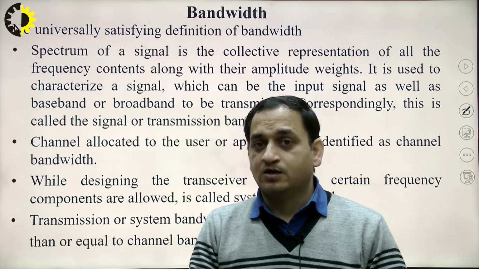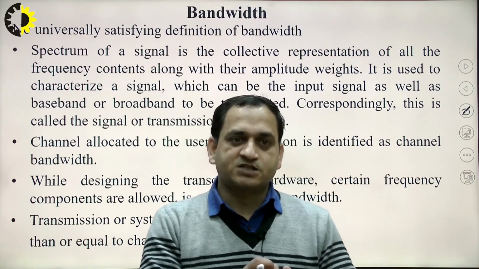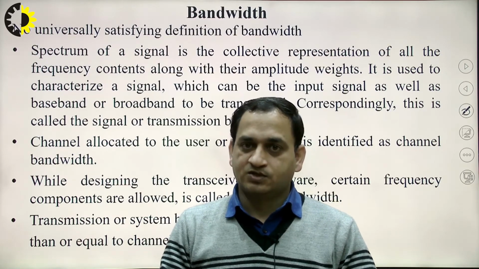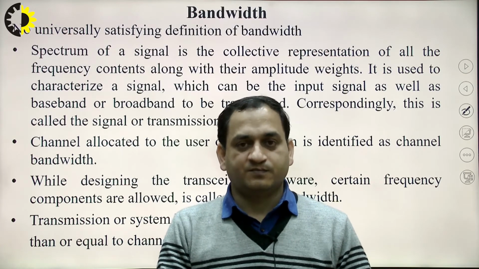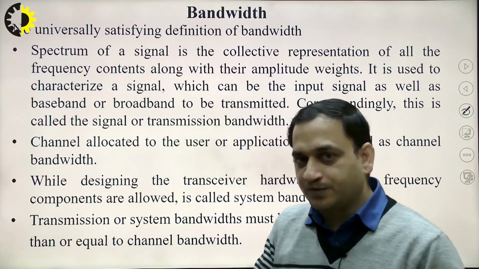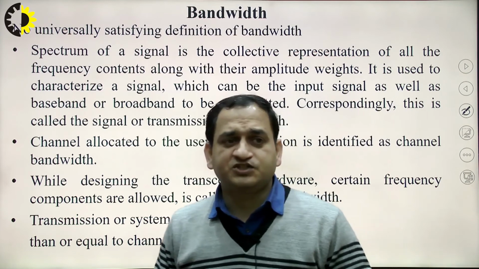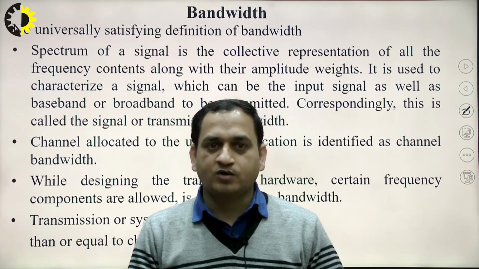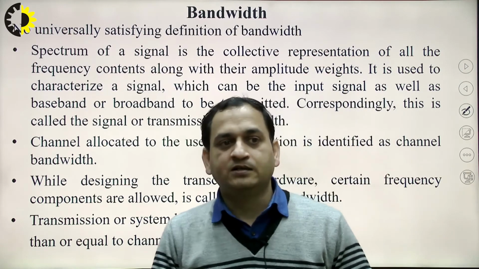So, what is that? We call it the coherence bandwidth. The signal has the transmission bandwidth, and the channel has the coherence bandwidth. The transmission bandwidth of the signal must be less than the coherence bandwidth of the channel for proper transmission of the signal. The channel which is allocated to the user or application is identified as the channel bandwidth.